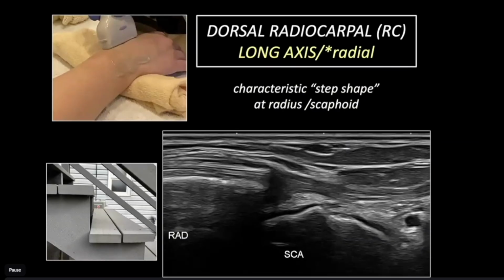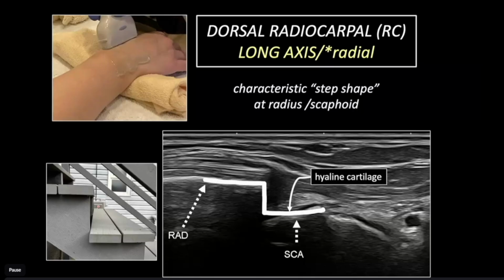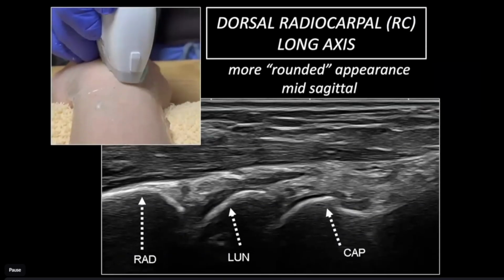I just want to talk about the appearance of the dorsal radiocarpal joint in long axis at the radial aspect. To me, it has a characteristic step shape because the radius kind of drops off and the scaphoid does at that location. You can see the hyaline cartilage on the scaphoid. And to me, it always looks like a step. So that helps me to know what I'm looking at. And when you're in the mid-sagittal plane, the bones have a more rounded appearance.